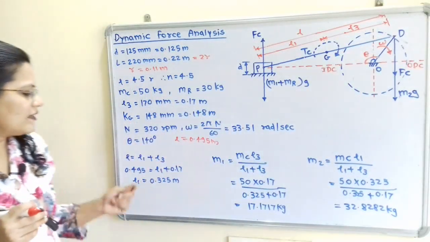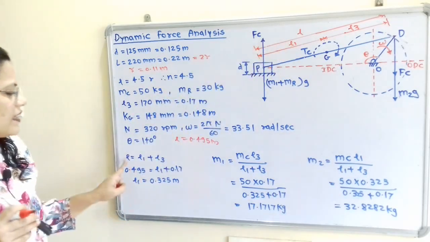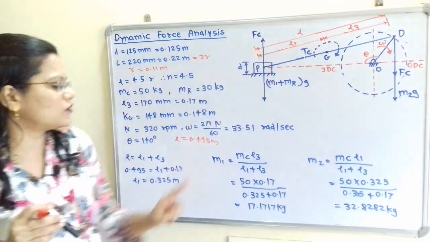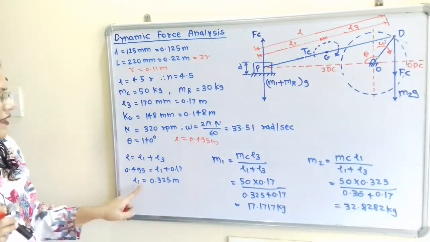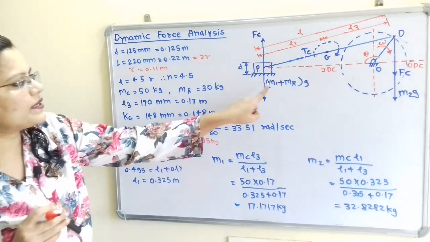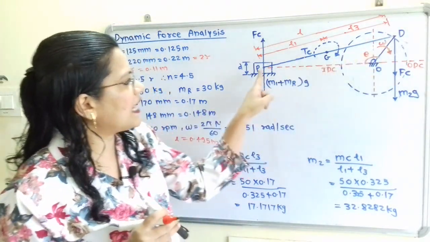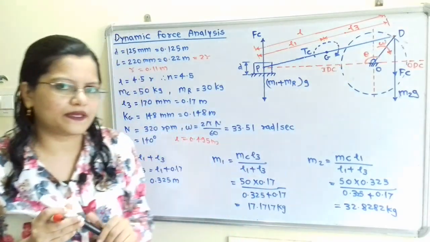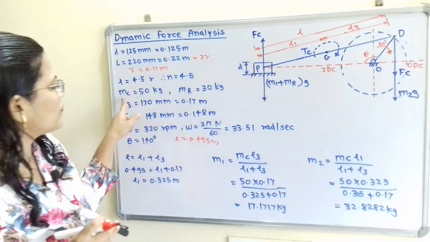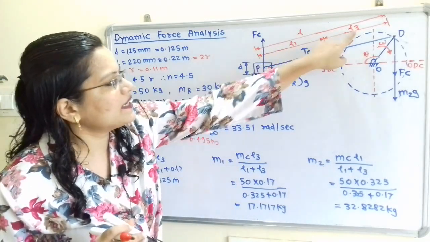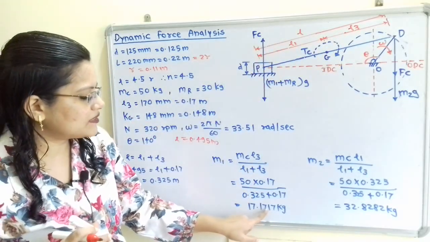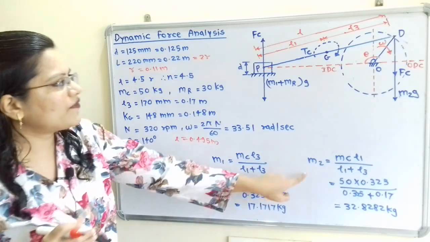Now we will calculate the value of L1. So L is equal to L1 plus L3. L3 is given, L we have also calculated. So L1 is equal to 0.325 meter. Now we will calculate the masses m1 and m2 placed at the gudgeon pin as well as crank pin. So here is the formula. m1 is equal to mc, that is the mass of connecting rod, into L3 divided by L1 plus L3. So it is 17.1717 kilogram.